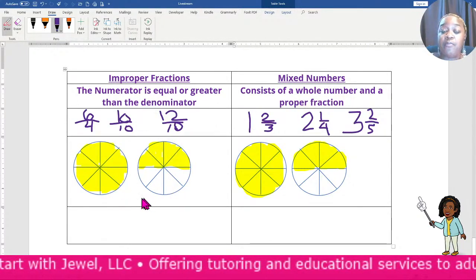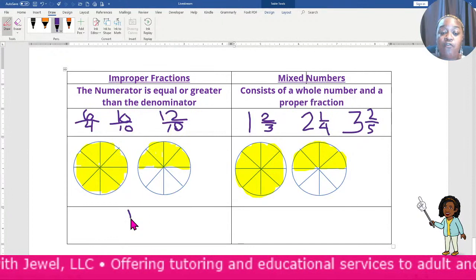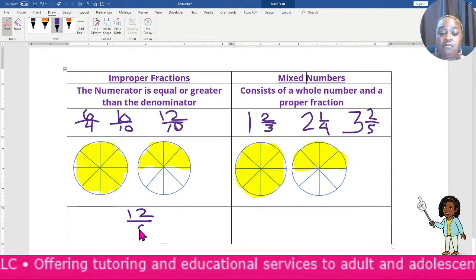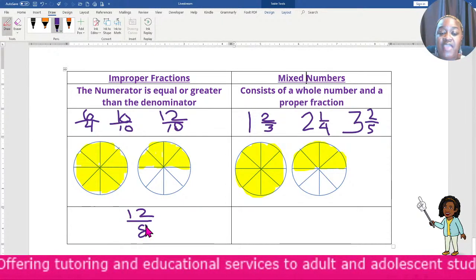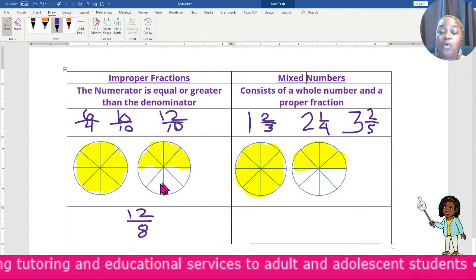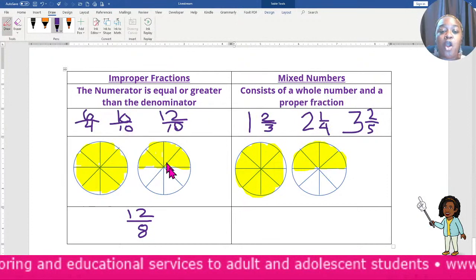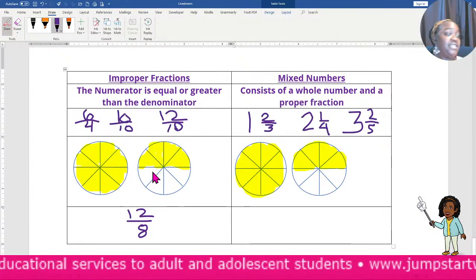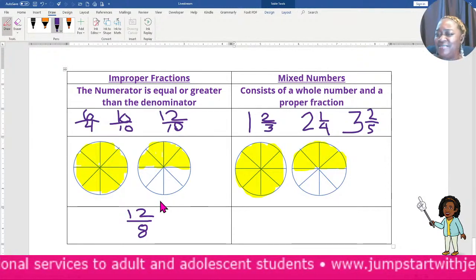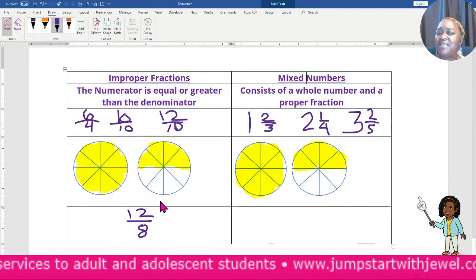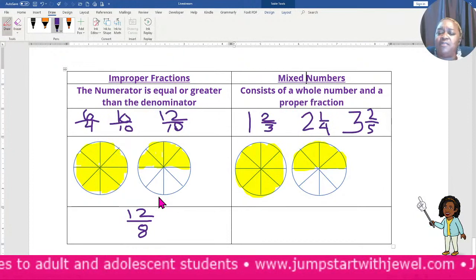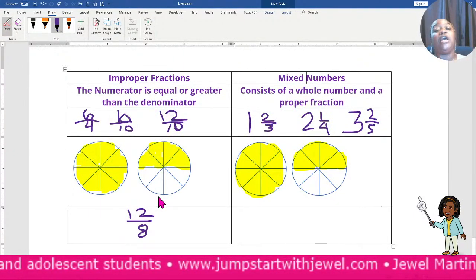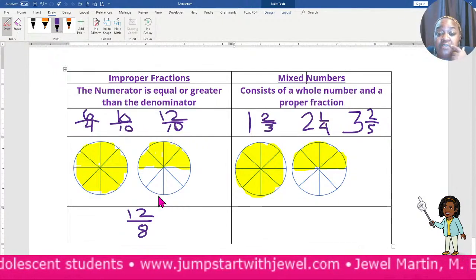So if we wrote this model as an improper fraction, we've got 12 parts shaded out of 8. 8 is the total number of parts in each circle, but altogether we've got 12 parts shaded. This is why this is an improper fraction. In a certain way, it doesn't make sense. It's like, how's the numerator going to be bigger than the denominator? And that's why improper fractions have to be converted to mixed numbers.